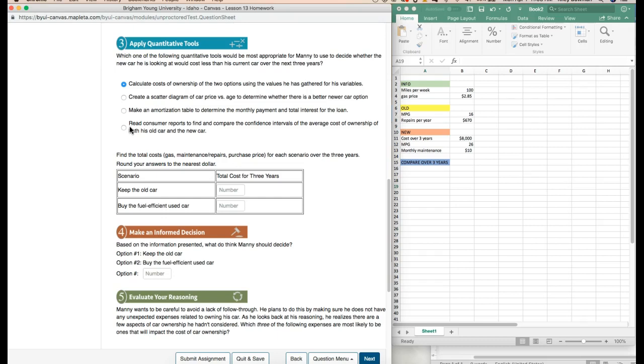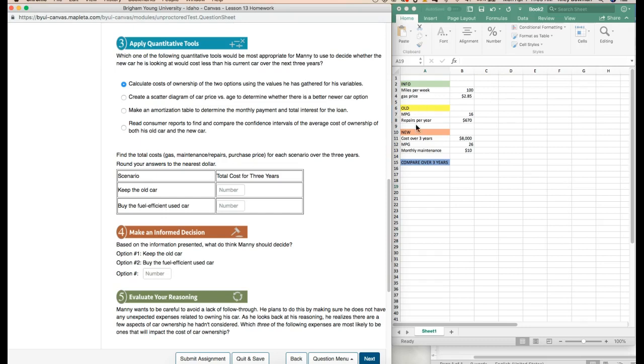Okay, so then the last one, read consumer reports and find and compare the confidence intervals of the average cost of ownership of both his old and the new car. So again, this isn't really going to help us make the decision, although if that was something that he wanted to do later, I think that would be okay. But what we are going to do now is go through all of the information, give us some inputs, give us an output, and then we can make that decision. And actually, down here it kind of tells us because that's what we're going to do. Find the total cost with gas, maintenance, repairs, and purchase price for each scenario over the 3 years and round your answer to the nearest dollar.